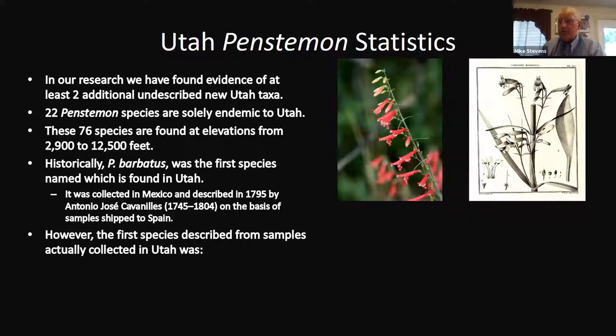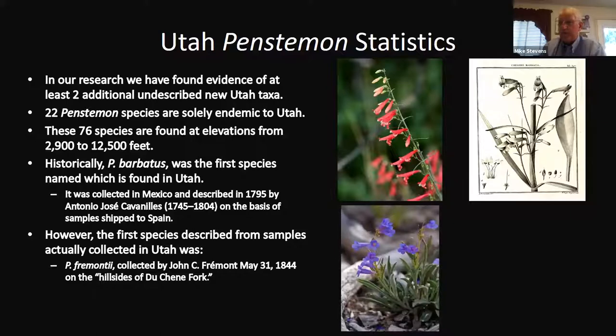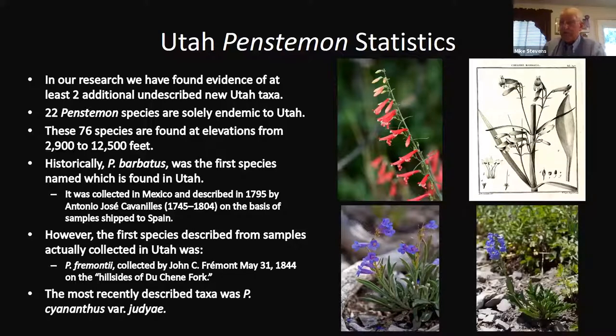The first species actually described from samples collected in Utah was one found over in the Uinta Basin called Fremontii. It's named after John C. Fremont, and he collected it on May 31st, 1844, and his notes say hillside of Duchesne Fork, which is out there by Duchesne. That's a photo of it over on the right. The most recent named taxa was a variety named after Dr. Atwood, who named it after his wife, Judy. He originally found it up on Mount Tippanogos, and it has now been found in three or four other very high altitude places, and it's a recognized variety.